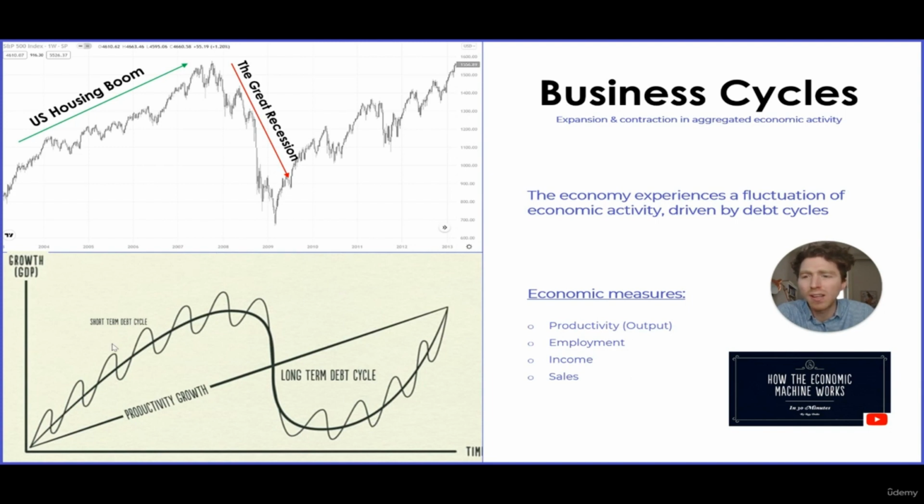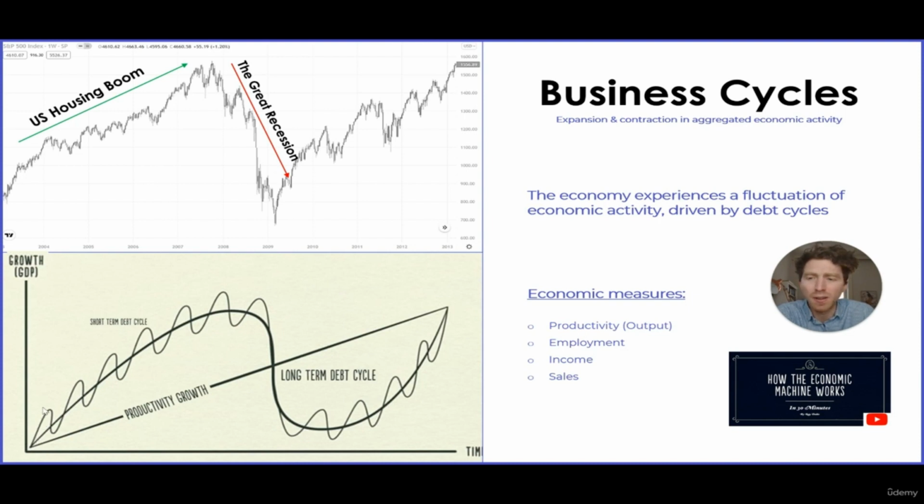So let's have a look at the short-term debt cycle, the long-term debt cycle, and the productivity growth. What I would highly recommend you to do is to watch this video from Ray Dalio. It's called How the Economic Machine Works, and you can find it on YouTube. Short-term debt cycles basically last from 5 to 8 years. And they say that people borrow money in the short run to finance things which they can't fully finance out of their income.